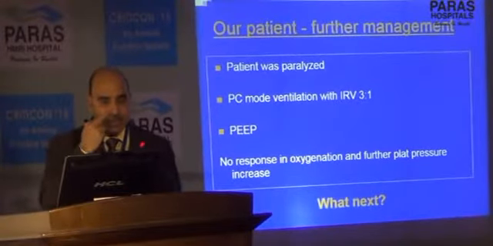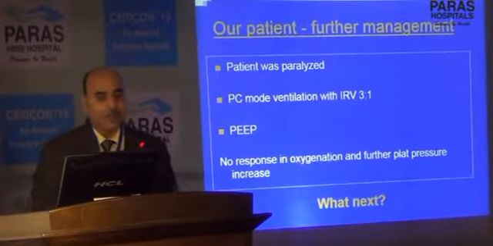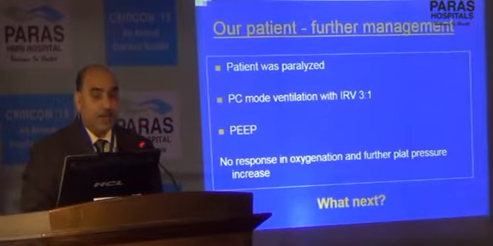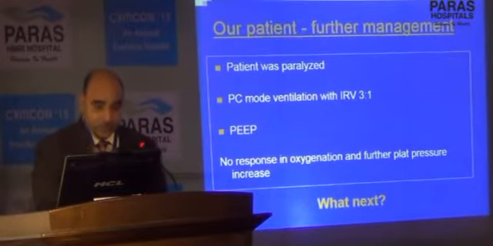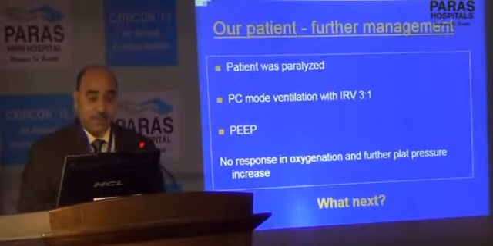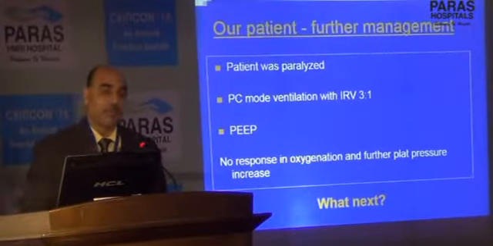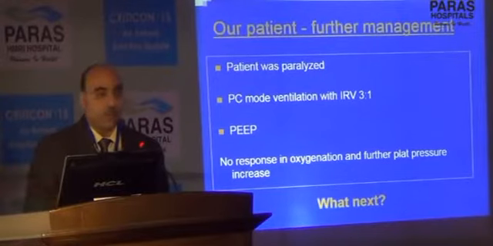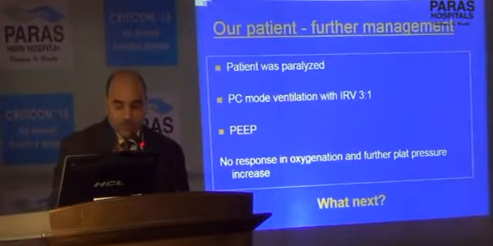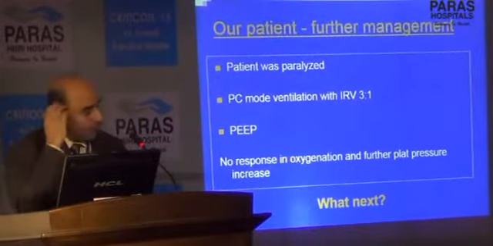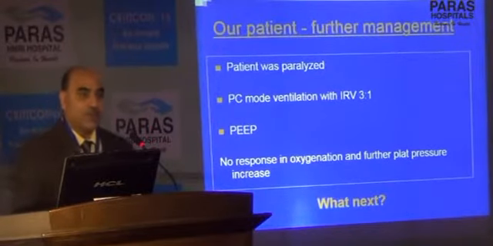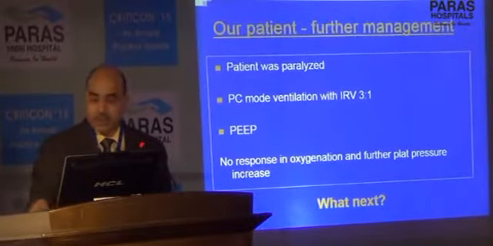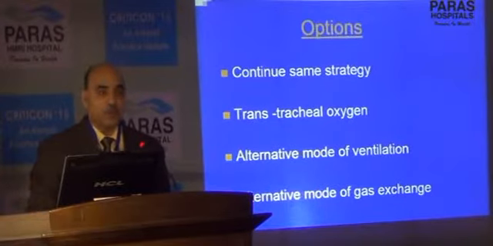So in our patient's further management, we paralyzed the patient. Patient was put on PC mode with IRV, inverse ratio ventilation. Patient was given PEEP, but there was no response in oxygenation and the plateau pressure started rising. So what to do next? This is a very, very tricky and also very complex situation. You have tried a first rescue therapy and the patient is not improving. What options do we have now?